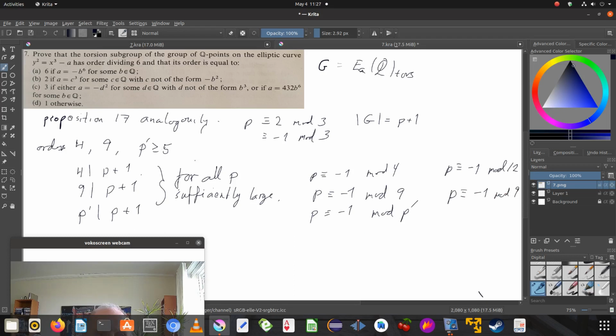And in the next one, it's sufficient that p is equivalent to minus 1 modulo 3. P marks, and they are, of course, coprime. So there exists an infinite number of these primes.